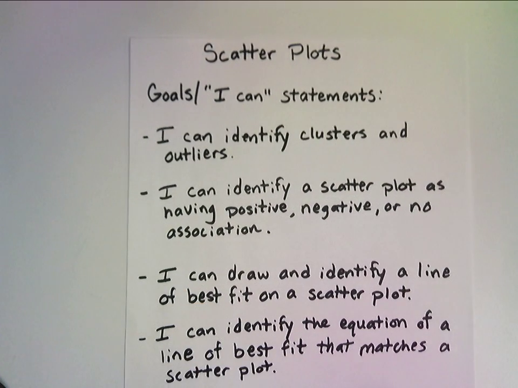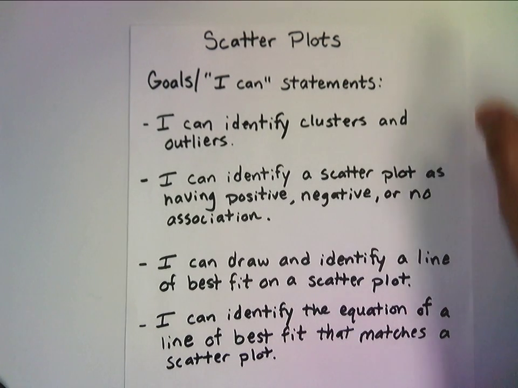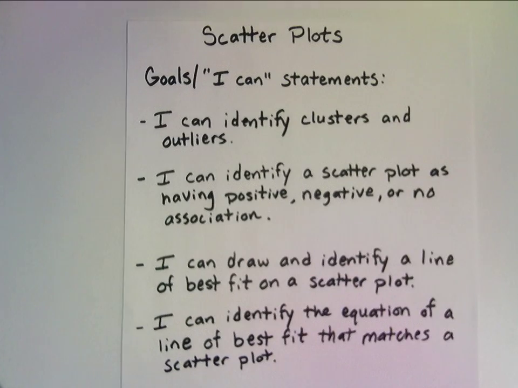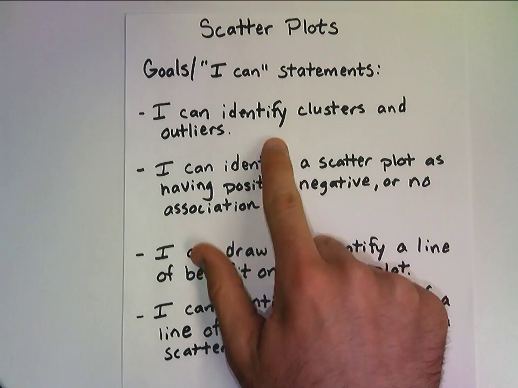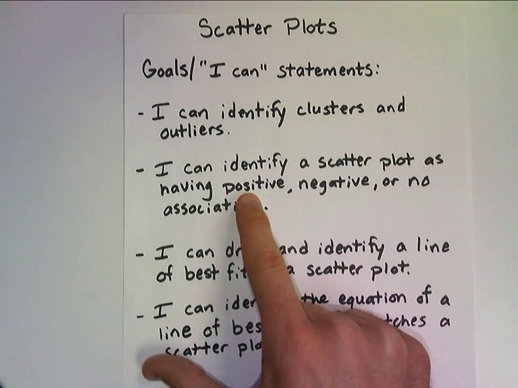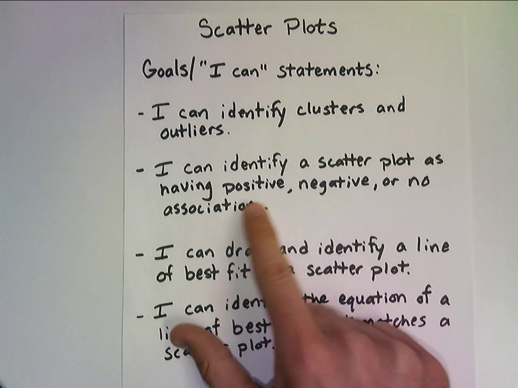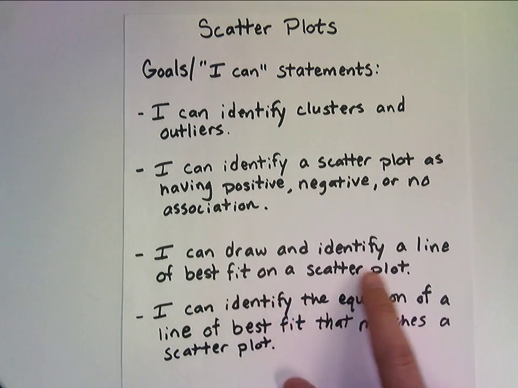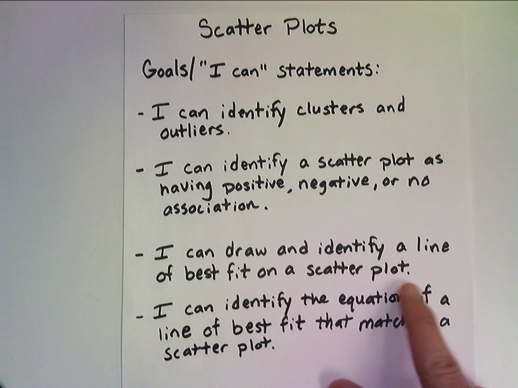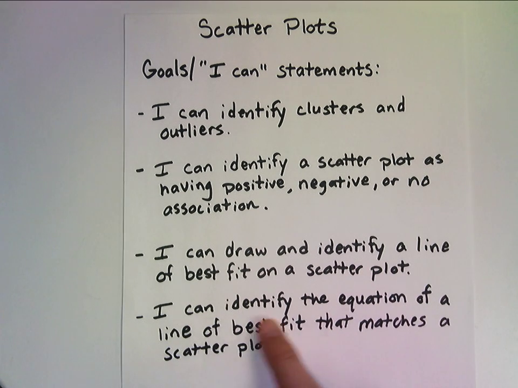Today's seminar is going to focus on scatter plots. The goals, or I can statements, for this lesson are: I can identify clusters and outliers. I can identify a scatter plot as having positive, negative, or no association. I can draw and identify a line of best fit on a scatter plot. And I can identify the equation of a line of best fit that matches a scatter plot.